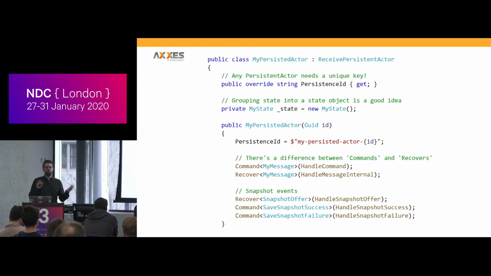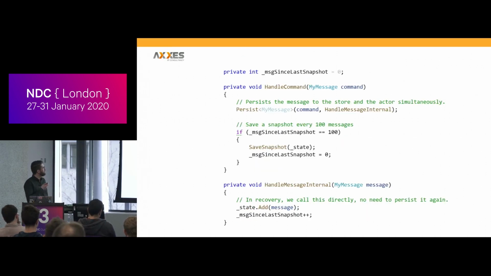If it's important to you to know if your snapshot succeeded or not, it doesn't really matter if you miss a snapshot in most scenarios, because you will just recover from the previous snapshot. But if it's important to your logic to know if the snapshot succeeded, you can subscribe to these two, the save success and the save failure.